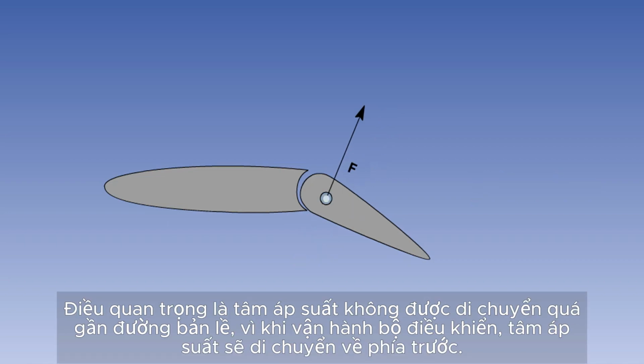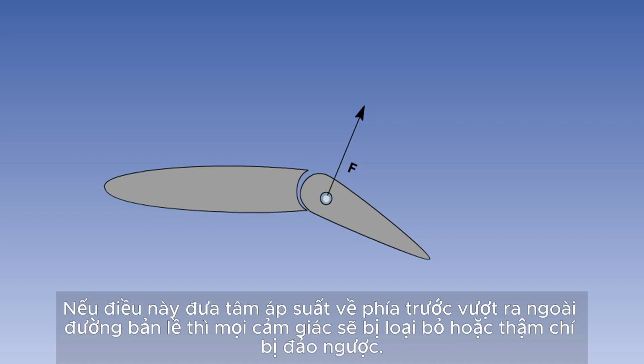It is important that the centre of pressure is not moved too close to the hinge line, as when a control is operated, its centre of pressure moves forward. If this was to take the centre of pressure forward beyond the hinge line, then all feel would be removed, or even reversed.